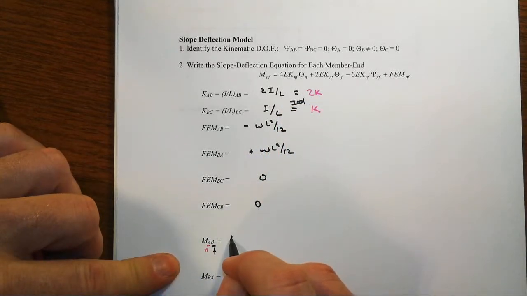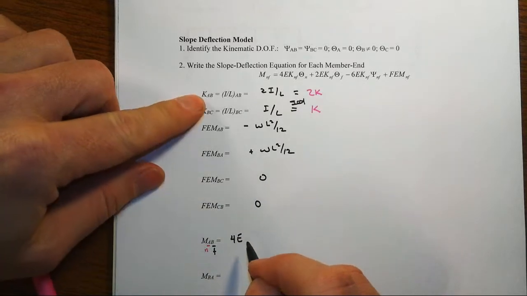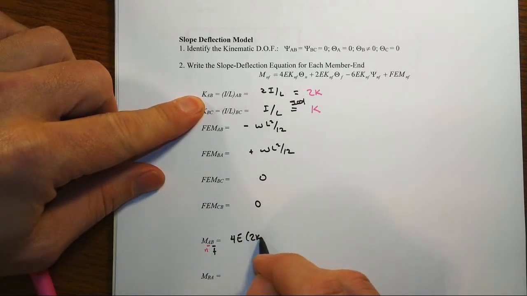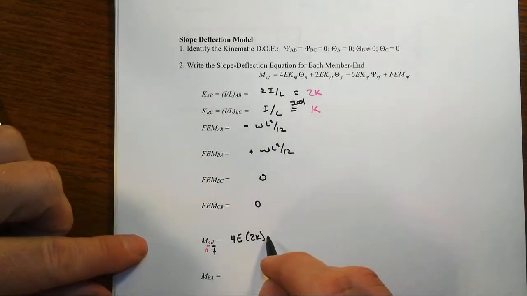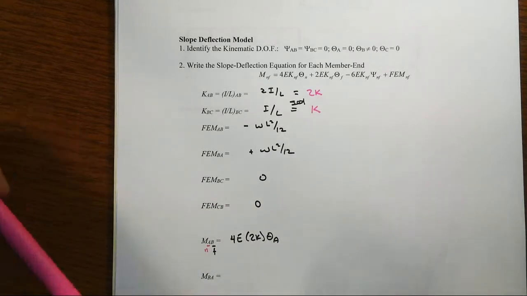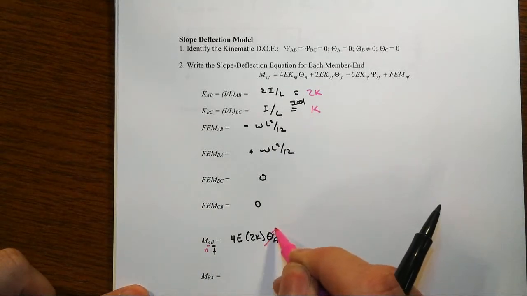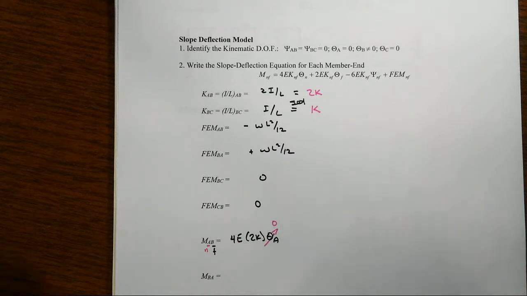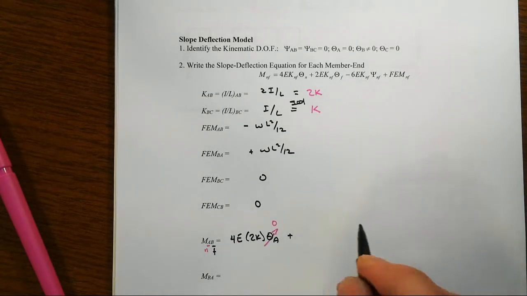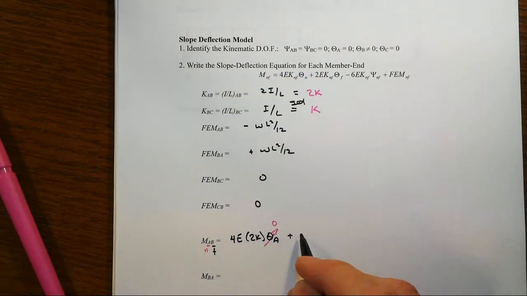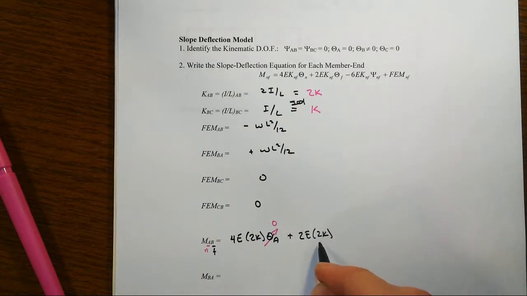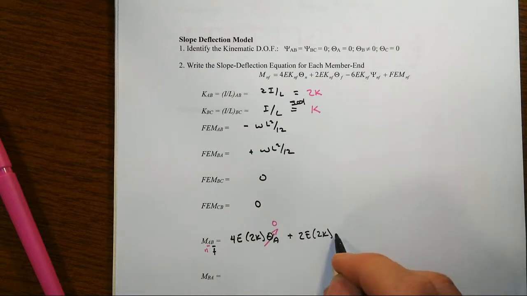So the first one here would be 4EK of member AB, which is 2K itself, times then theta A. Well, we actually know theta A is 0, so we could have just not included that term, but again, first time through, we'll include everything. Then change the constant. We have 2E times 2K. Got to get in the right member stiffness. That's a common mistake to make, is not to do that right.